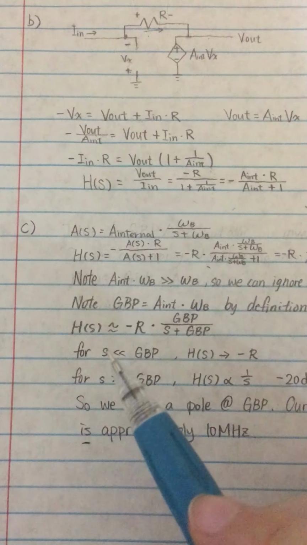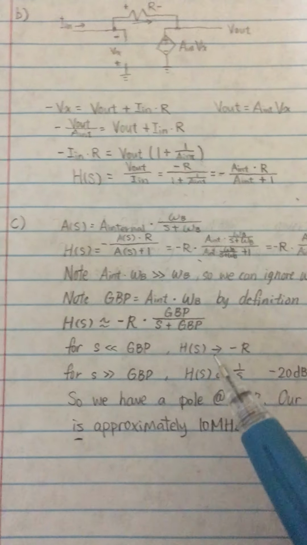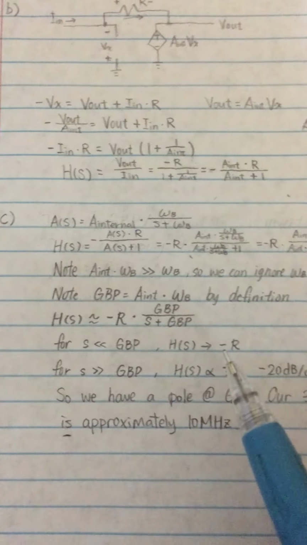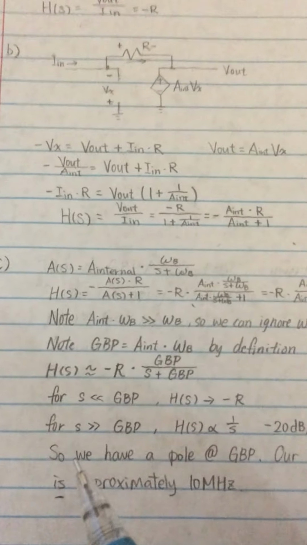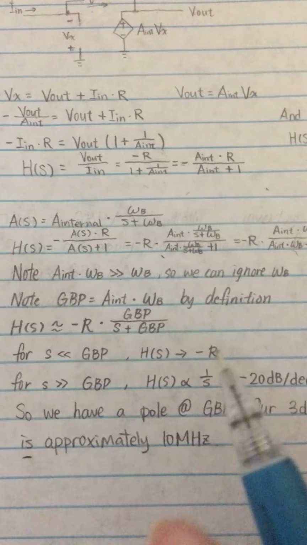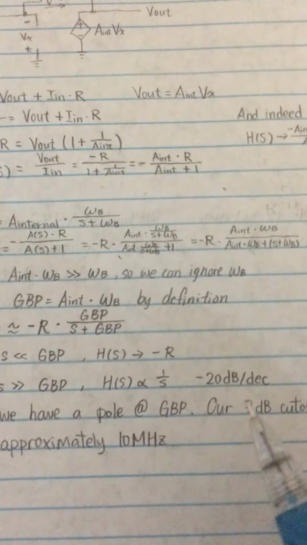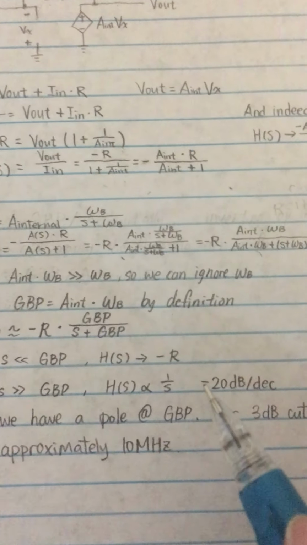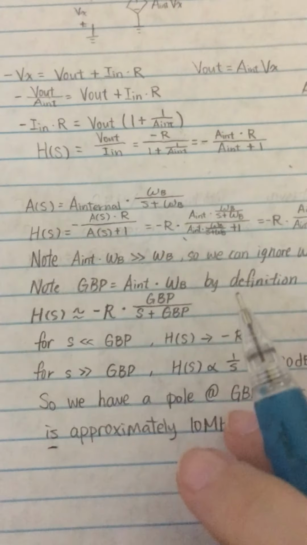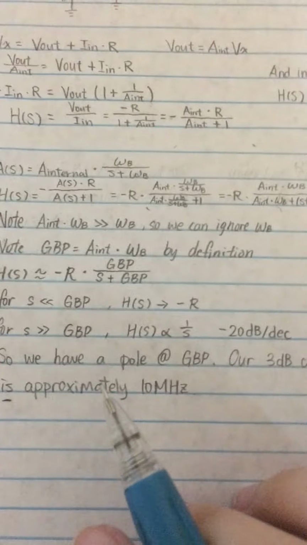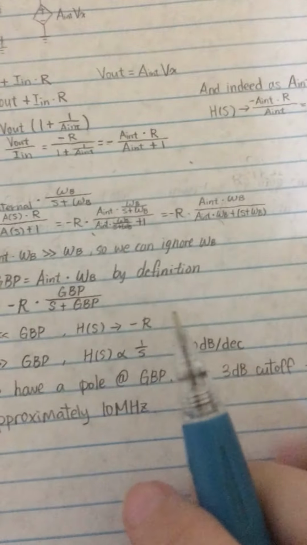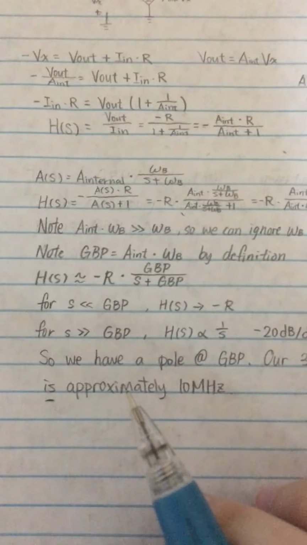So for S much lesser than GBP, HS goes to negative R, which is our passband gain. For S much greater than GBP, we have HS related to 1 over S, which means it is a low-pass filter. The gain is decreasing at a slope of negative 20 dB per decade. So we will say we have a pole at GBP. So our 3 dB cutoff frequency is approximately 10 million hertz.